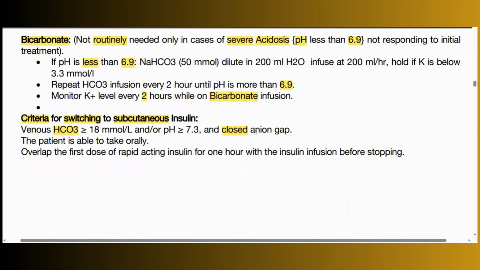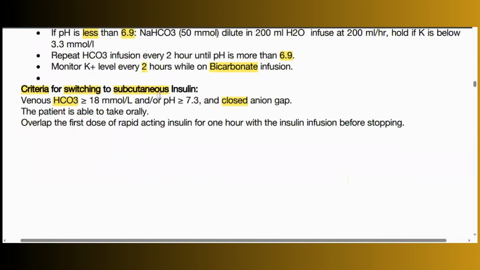So, criteria for switching to subcutaneous insulin: when the venous HCO3 is equal to or more than 18 millimole per liter and/or pH is equal to or more than 7.3 and closed anion gap, and the patient is able to take orally, overlap the first dose of rapid-acting insulin for 1 hour with the insulin infusion before stopping.